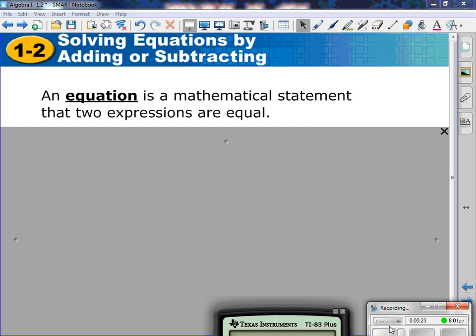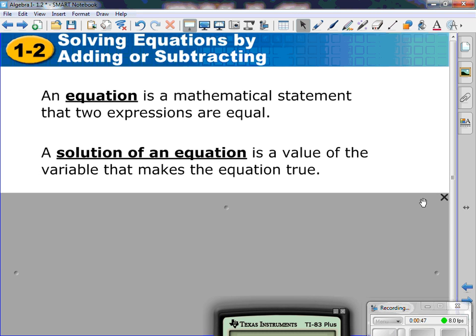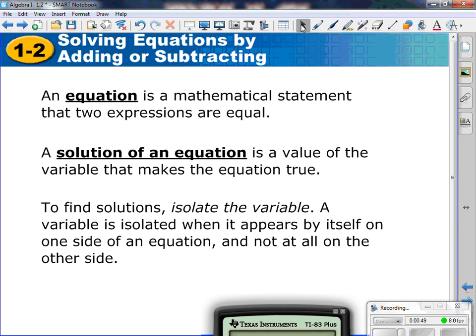First vocab word is an equation. An equation is a mathematical statement that two expressions are equal. The difference between an expression and an equation is that equal sign. It's an expression that is equal to something else. And the solution is just something that makes it true, the value for that variable that makes it true.